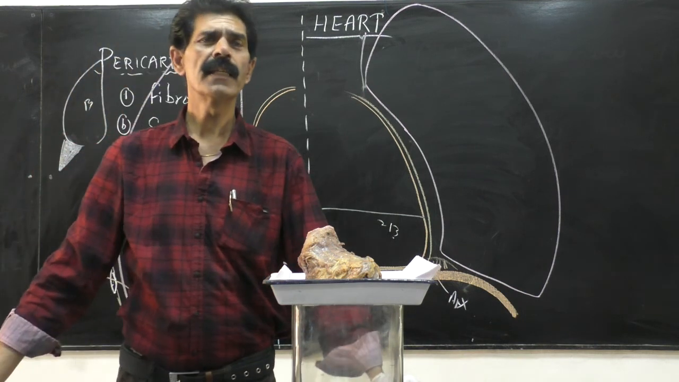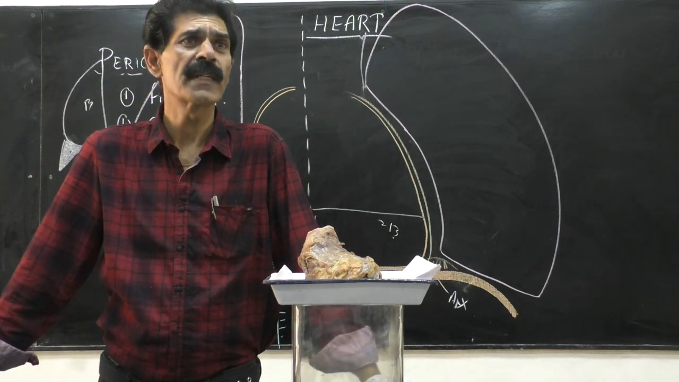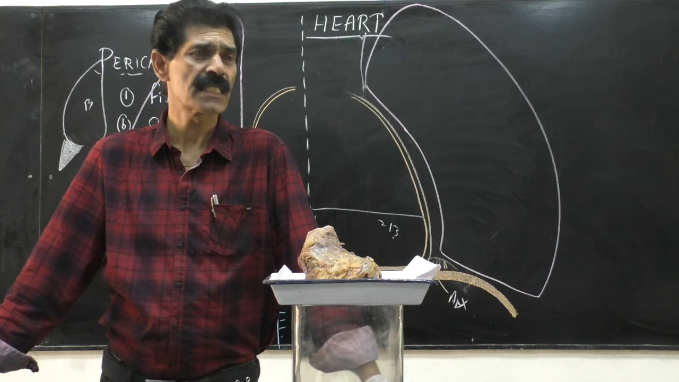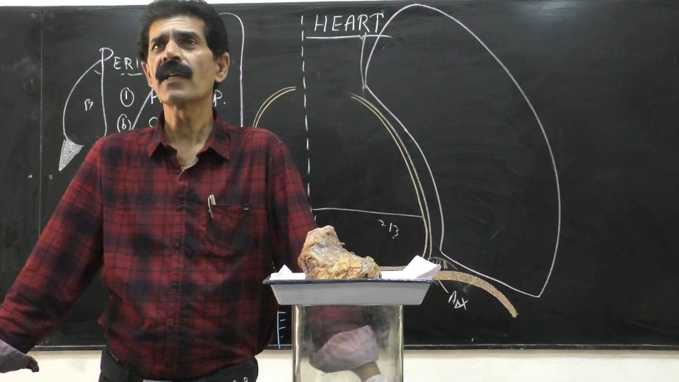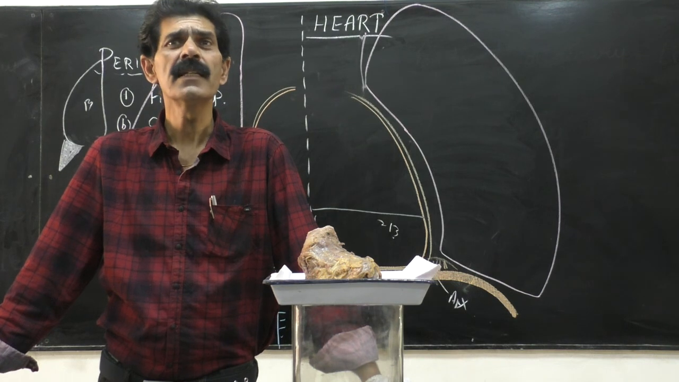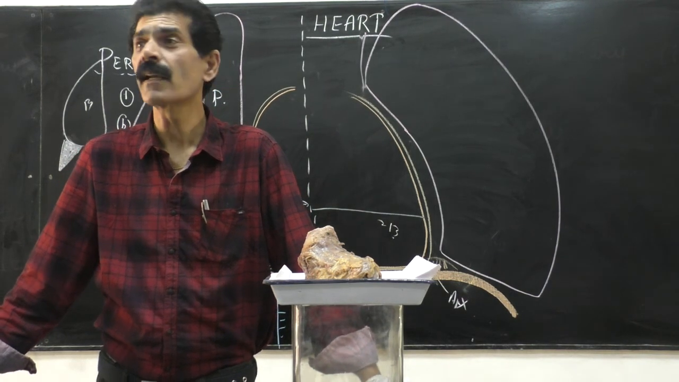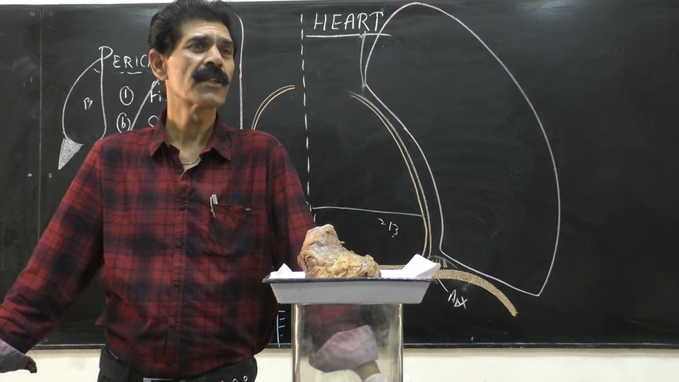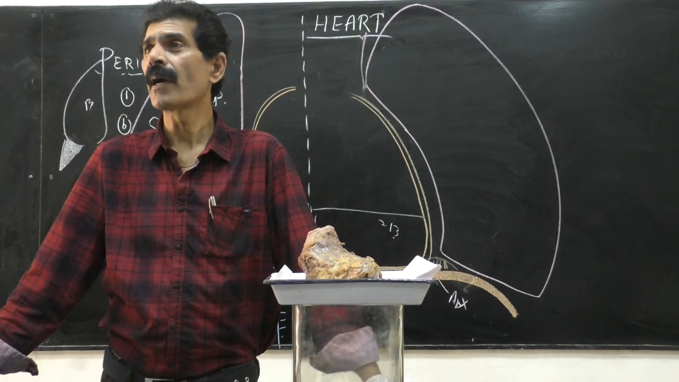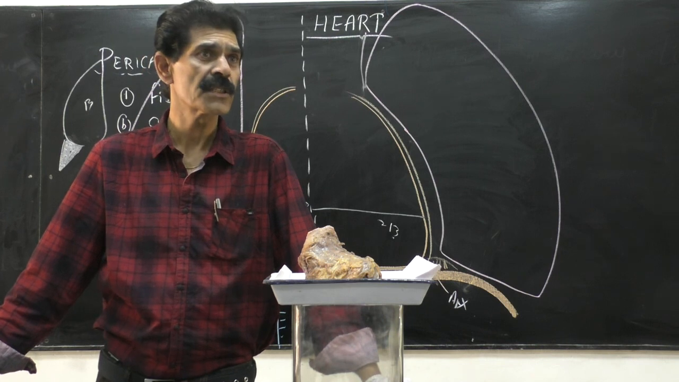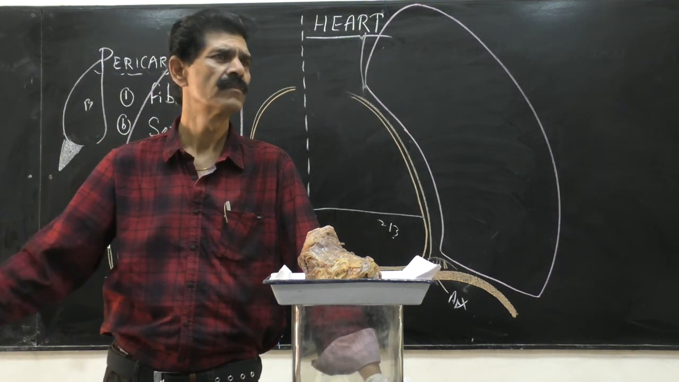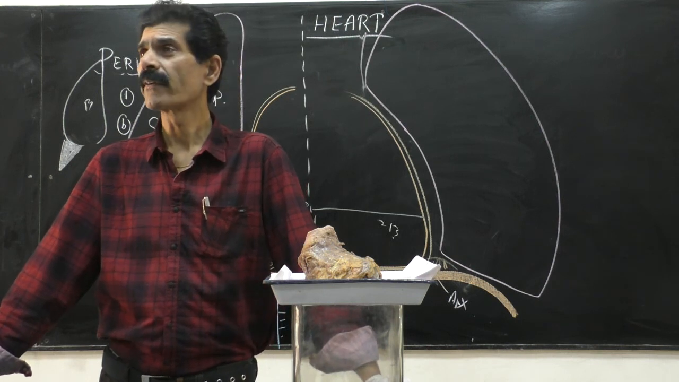The apex lies in the 5th intercostal space, underline. Apex lies in the 5th intercostal space. The internal thoracic artery bifurcates in the 6th intercostal space. Underline both the things. Don't mix them up. Internal thoracic artery bifurcation is in the 6th intercostal space and the apex lies in the 5th intercostal space. It is a fixed point.